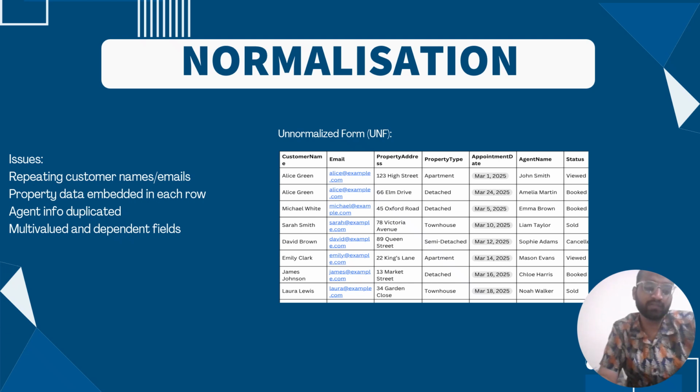Normalization. Explanation. This slide walks through normalization. UNF, unnormalized form, is a single large table with repeated and multi-valued fields. 1NF removes multi-valued fields but still has redundancy. 2NF eliminates partial dependency by creating separate tables. 3NF removes the transitive dependencies. Agent and customer info is isolated into their respective tables.